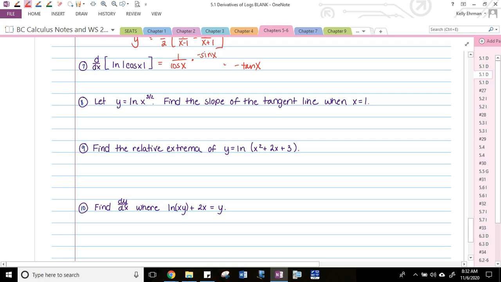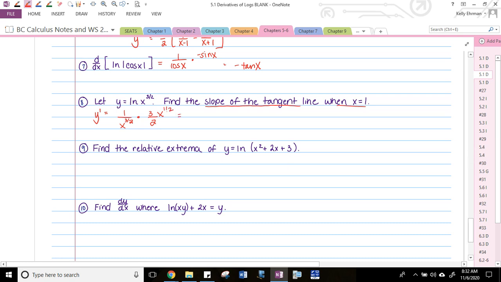Let y equal natural log of x to the 3/2. Find the slope of the tangent line when x equals 1. So we need to find y prime and then evaluate it at 1. It's 1 over x to the 3/2 times the derivative of x to the 3/2, which is 3/2 times x to the 1/2.